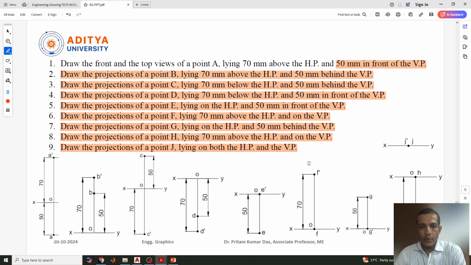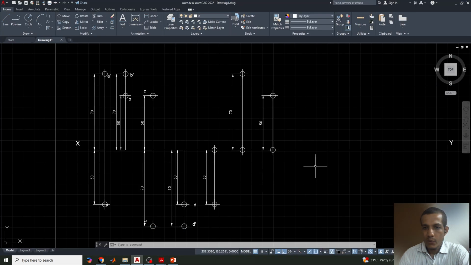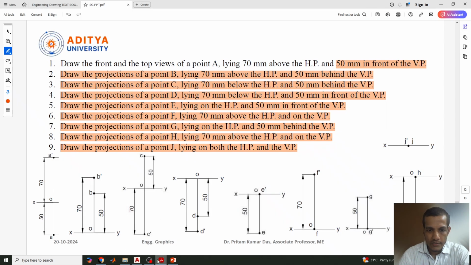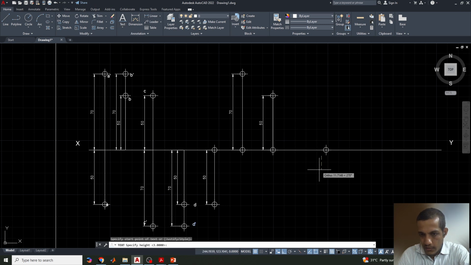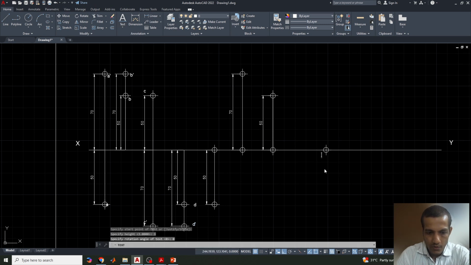Let's complete this last question. Draw the projection of a point J lying on both HP and VP. That means both points will be on the reference line itself. Here we need to give the location, J point, J and J dash. Here the text will be given, single line text, text direction 3, enter 0. One we can give J, another one we can give J dash. And let's see, we'll complete the text part.